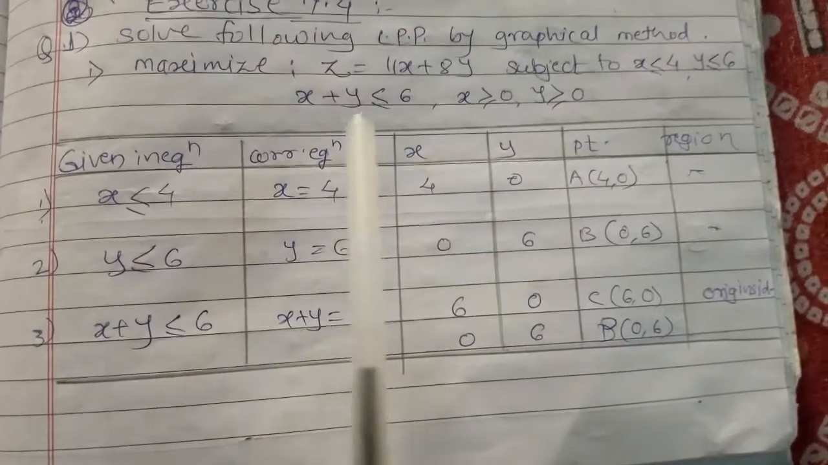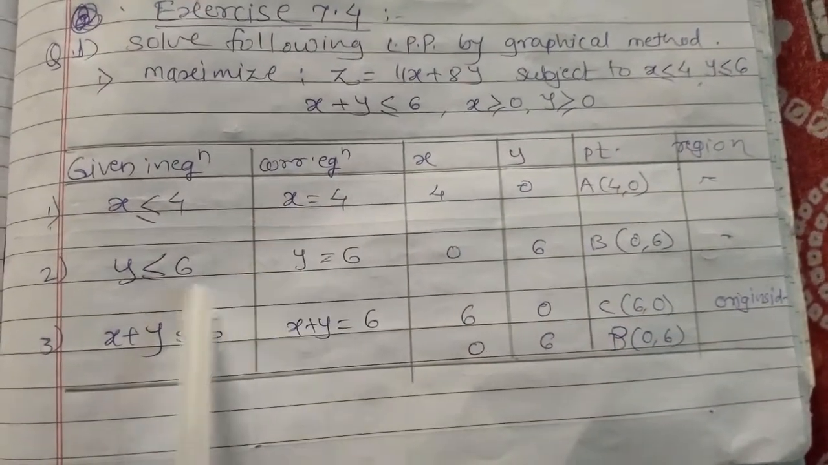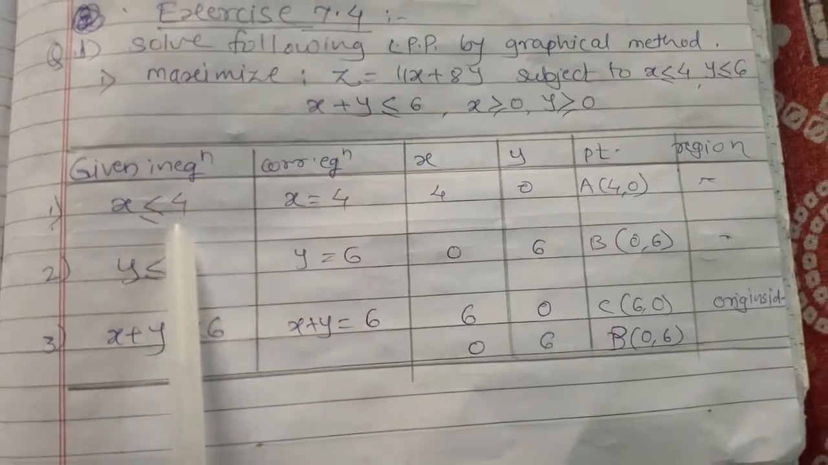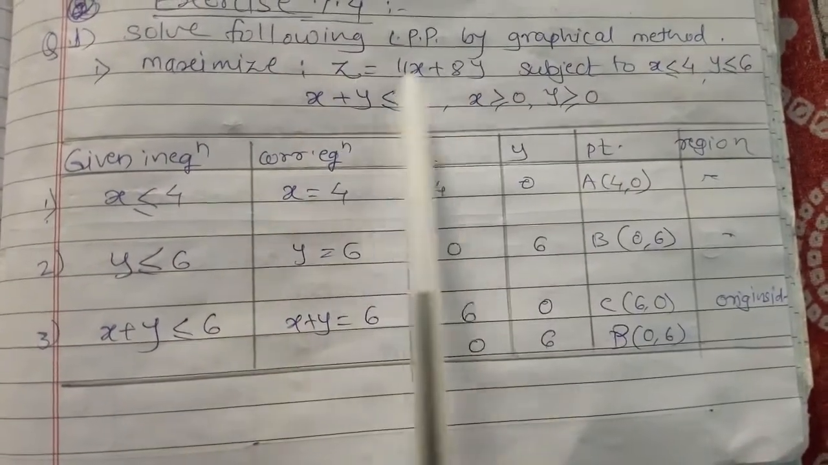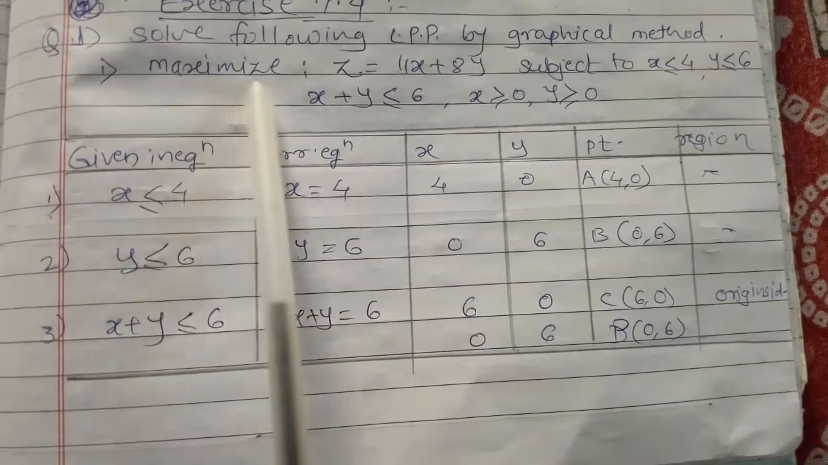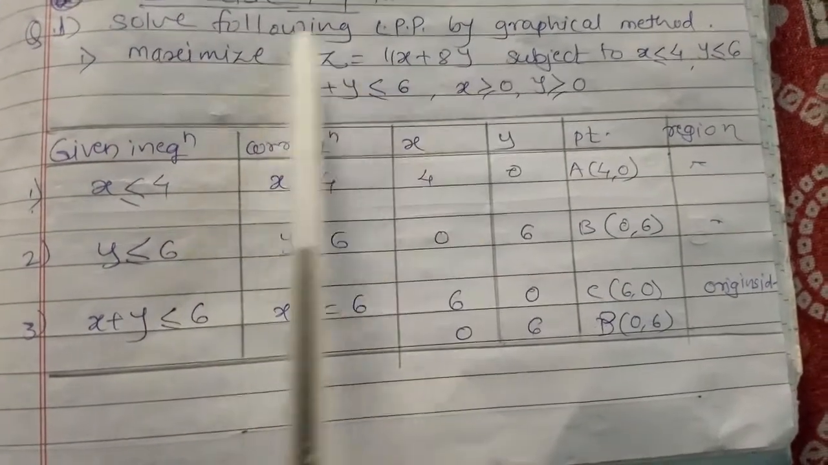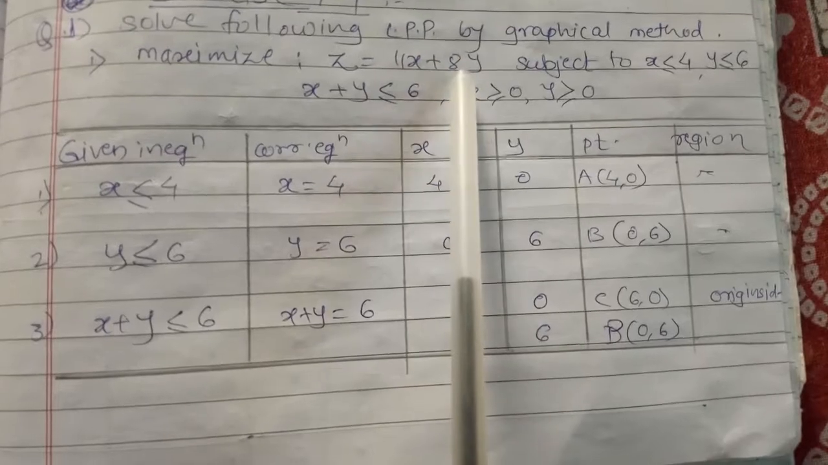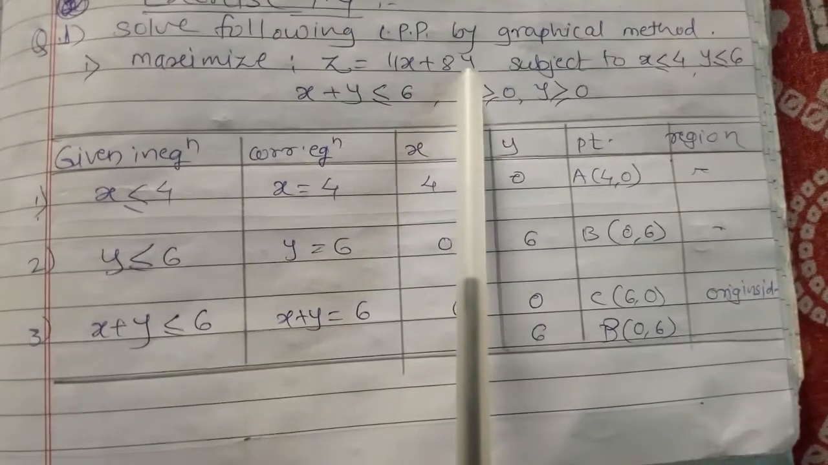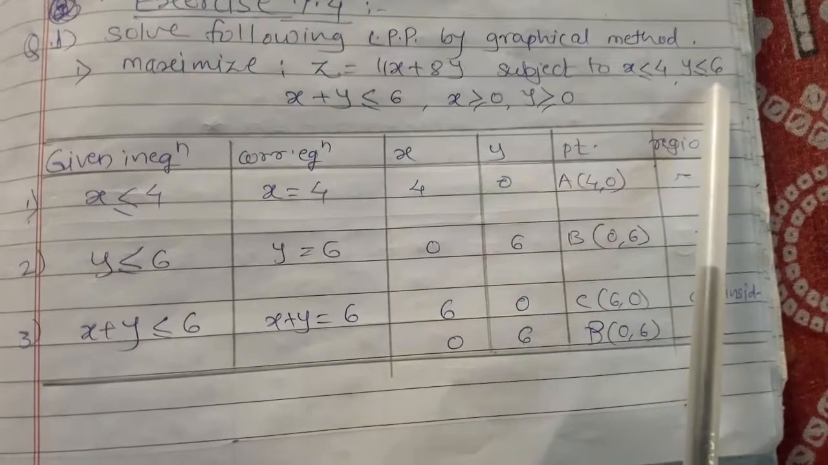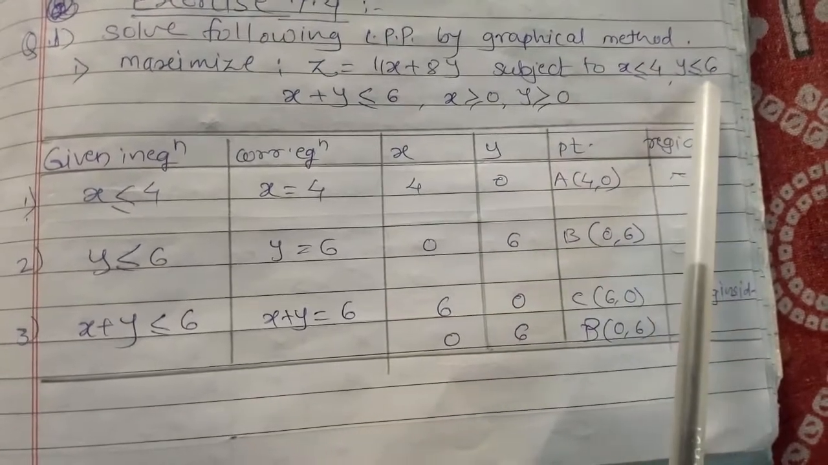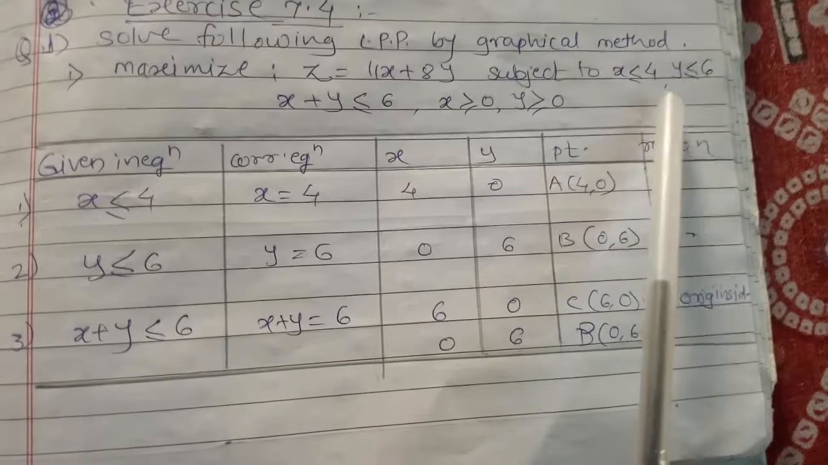So in the previous examples, in exercise 7.3, we know how to arrange these equations. So we have to omit this. Maximize means this one is your objective function. So z equals 11x plus 8y is your objective function. So omit this one and we have to start from these equations, the ones given after subject to.